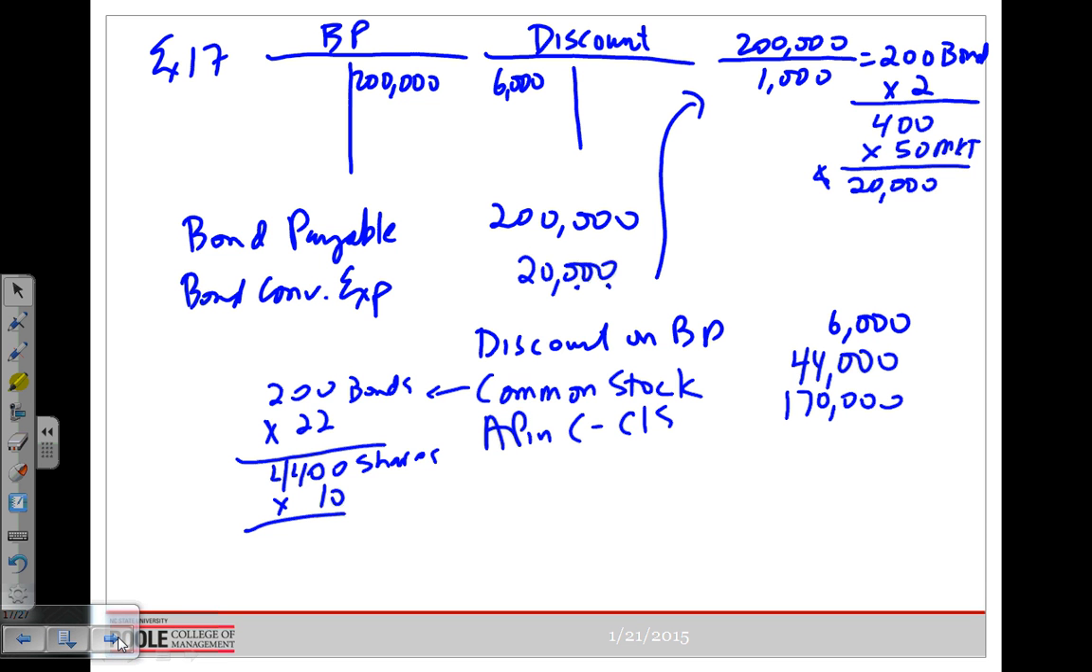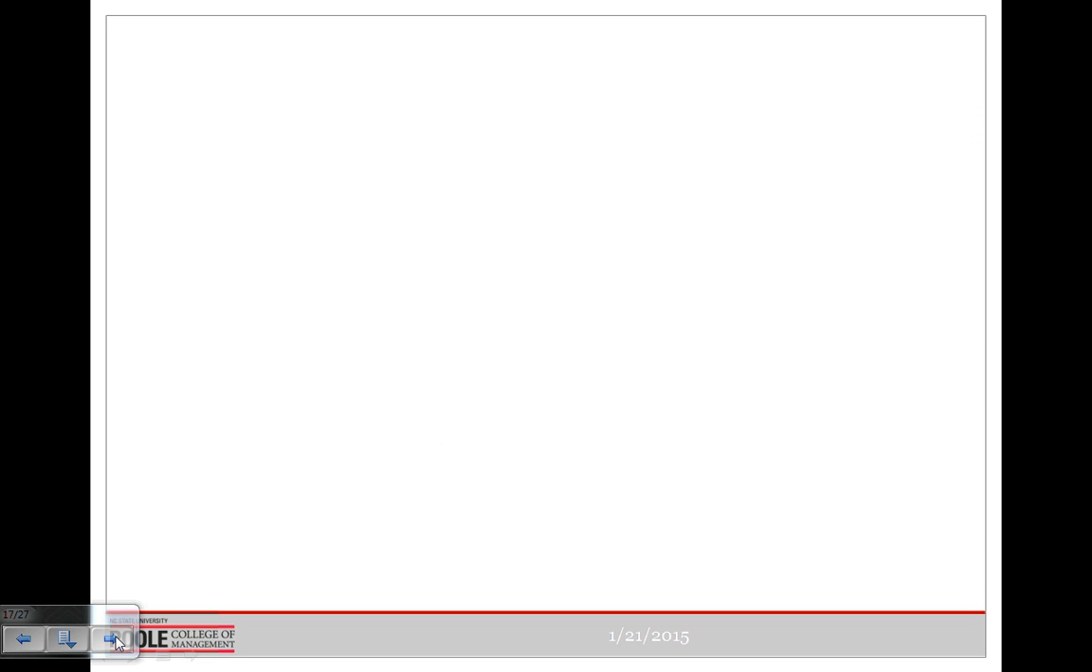The last problem I want to take care of before I stop here is exercise 18, which is detachable stock warrants. With these detachable stock warrants, the key here is that the only time we ever have to account for stock warrants is when they're detachable and they can be traded separately. If they're non-detachable, then we would not recognize them. They would still be just part of the bonds. So it's key that they're detachable.